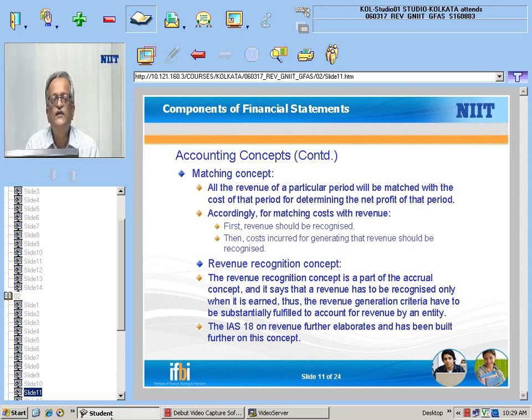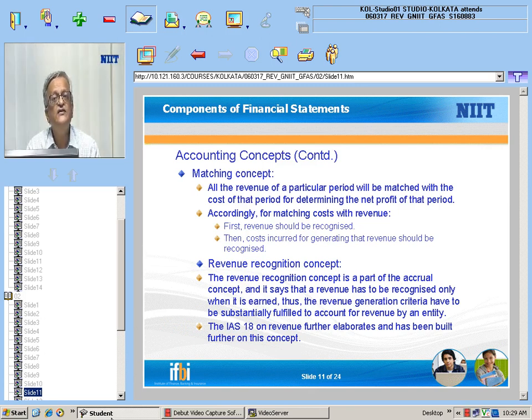Second is the revenue recognition concept. When can you recognize the revenue? That means, when can the revenue be accounted for? The revenue recognition concept is part of the accrual concept, and it says that revenue has to be recognized only when it is earned.